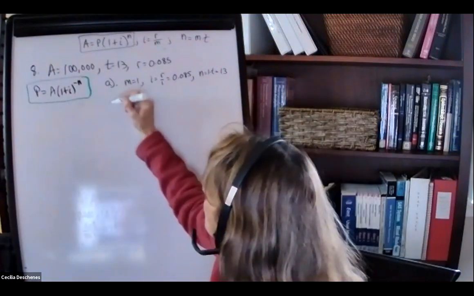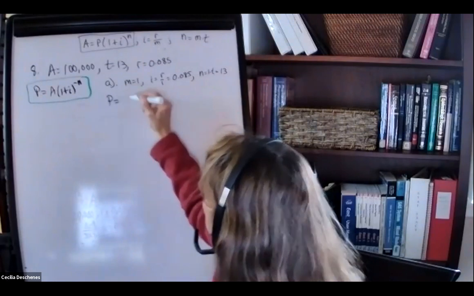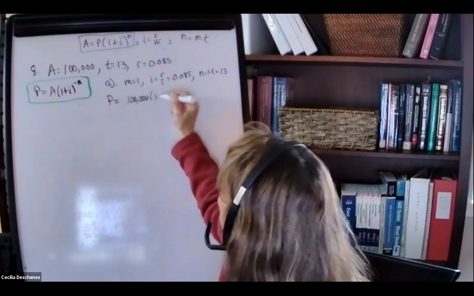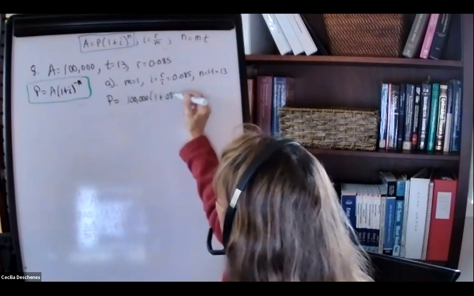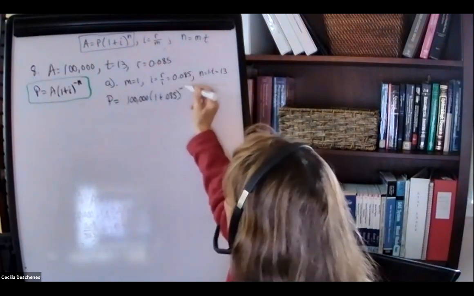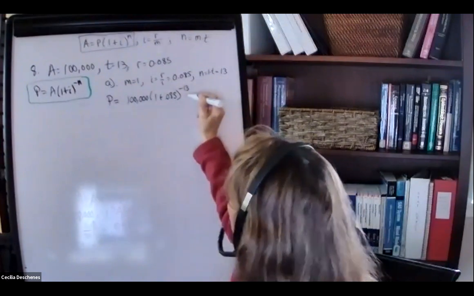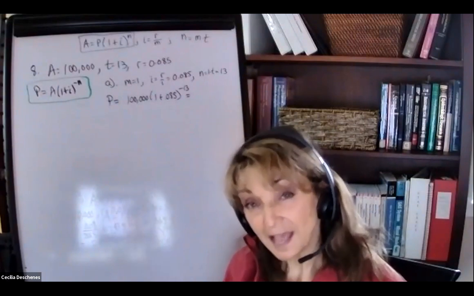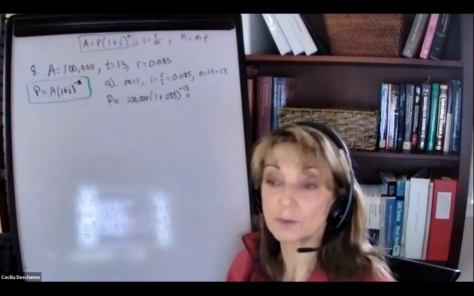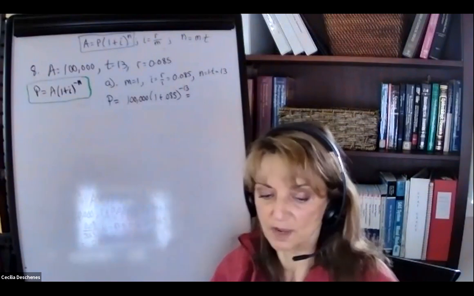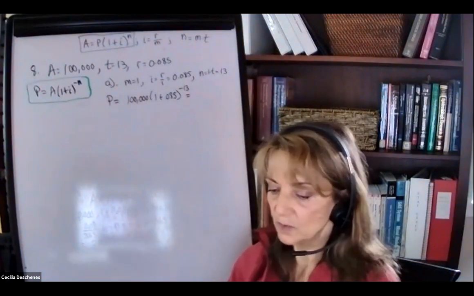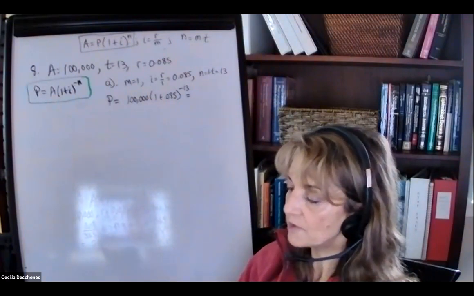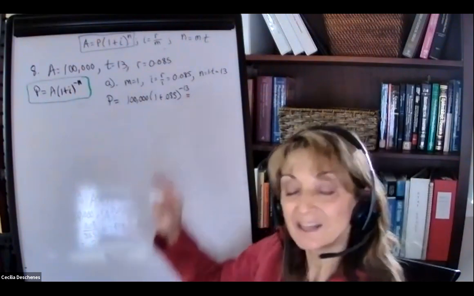Right. So the principal is 100,000 times 1 plus 0.085 raised to the negative 13. Okay. Now, you can save yourself the hassle of converting the exponent to a positive and just put this in your calculator directly. So let's do that. We're going to have the 1.085, and we're going to raise it to the negative 13th power.